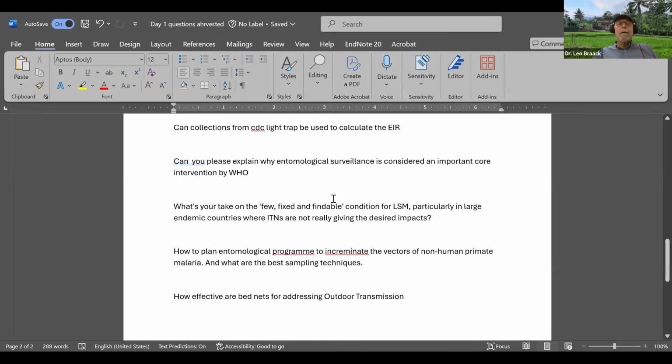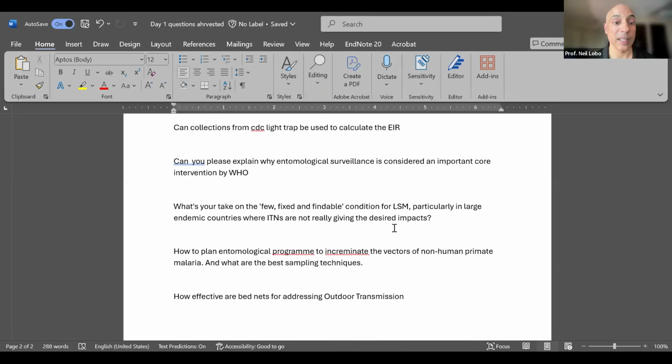Thanks, Neil. Last one. What's your take on the few fixed and findable condition for larval source management, particularly in large endemic countries where ITNs are not really giving the desired impacts? I suppose one can generalize that to: is larval source management a good complement to ITNs where ITNs are not having the desired impact? Over to you.